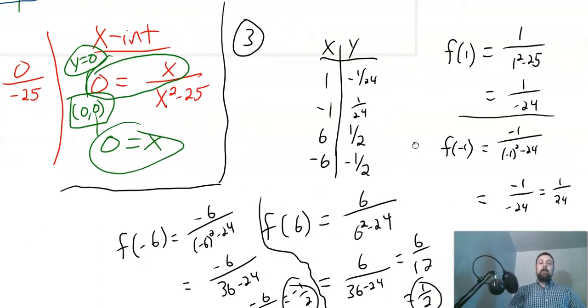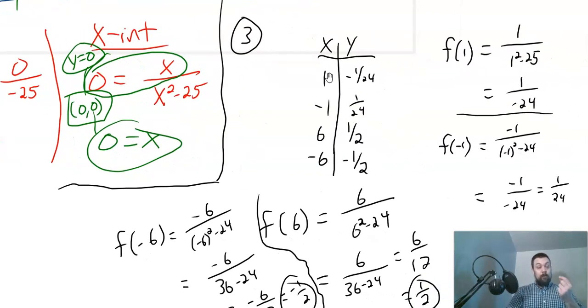And so I found those points by taking the value I chose for x, plugging it into the function, and then solving for y. So when I take 1, plug it into the function, I get this. I get 1 over negative 24. It's negative, which places it just below the horizontal asymptote.